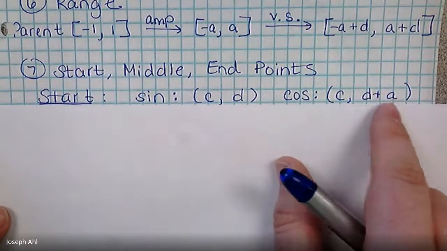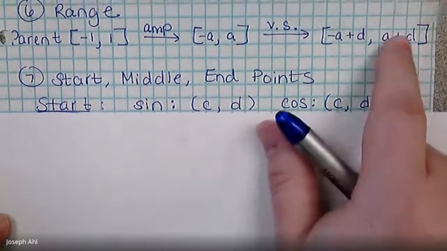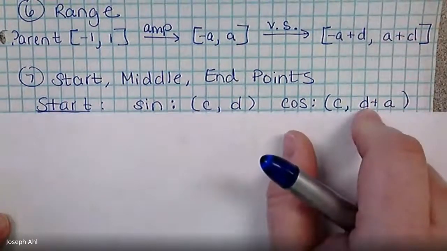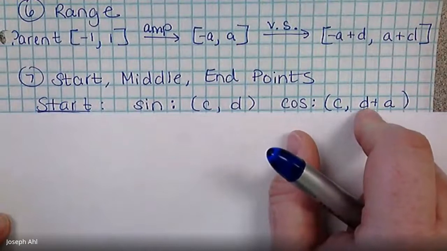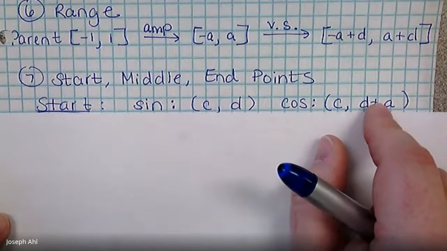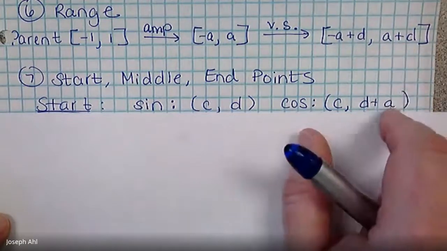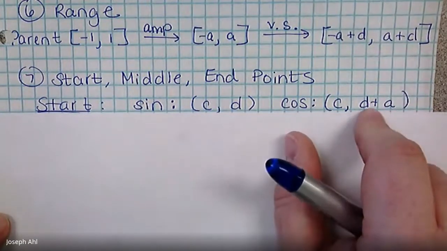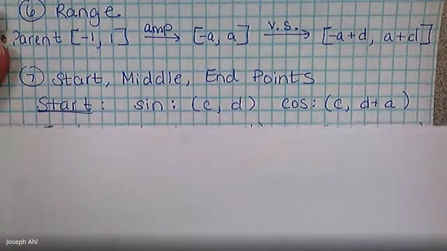The y value for the starting location is on the wrap line for sine, but it's amplitude above the wrap line. It's at the highest point in the range for cosine. And that should make sense if you look back at the general sine and cosine graphs. Cosine doesn't start on its wrap line. It starts at the highest point in the range, which is a above the wrap line. So that's all we got going on for the start points there.